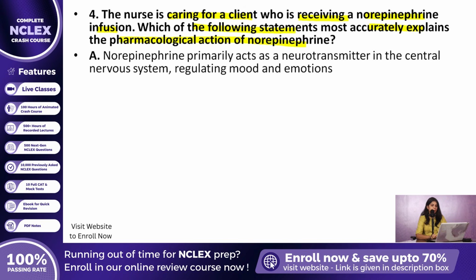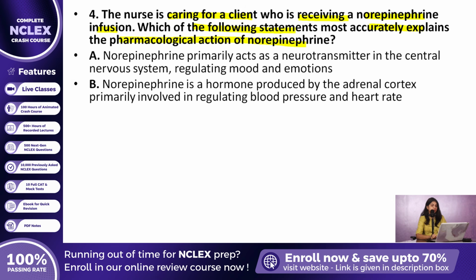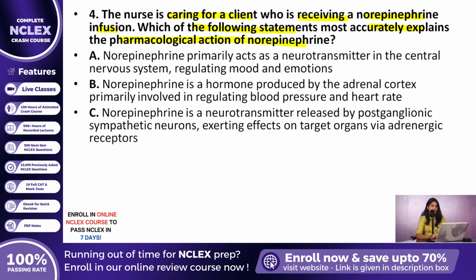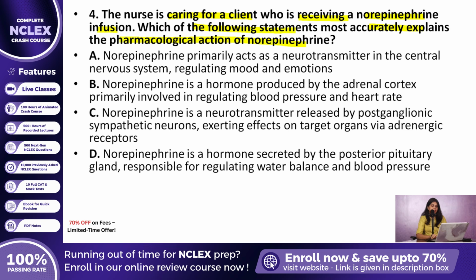Option A. Norepinephrine primarily acts as a neurotransmitter in the central nervous system, regulating mood and emotions. Option B. Norepinephrine is a hormone produced by the adrenal cortex primarily involved in regulating blood pressure and heart rate. Option C. Norepinephrine is a neurotransmitter released by postganglionic sympathetic neurons, exerting effects on target organs via adrenergic receptors. Option D, norepinephrine is a hormone secreted by the posterior pituitary gland, responsible for regulating water balance and blood pressure.